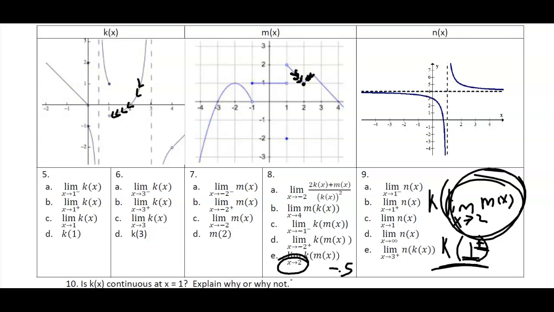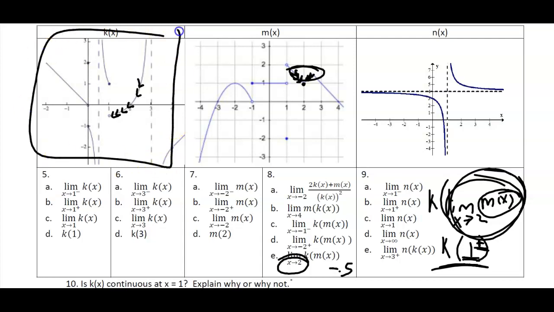Now, if you ever had a situation where you were approaching your m of x function and they were not both coming from above, but one was coming from above and one was coming from below, then whenever you come over here on your k graph, you would have to approach from both directions. If they didn't meet at the same spot, you would just say it doesn't exist.